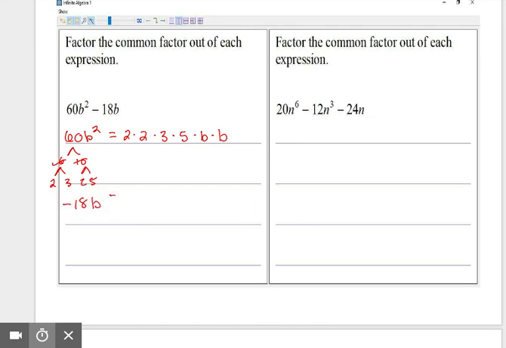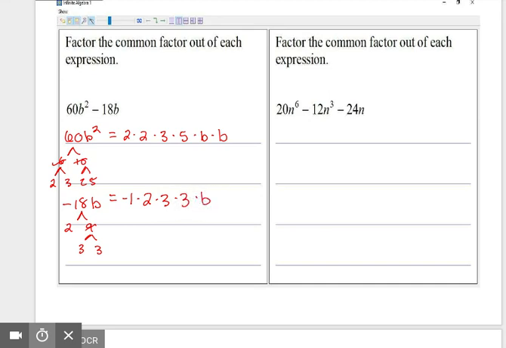Remember what we talked about yesterday? When you have a negative, put the negative 1 there. And now I'm just breaking down the 18. 18, that would be 2 times 9. And 9 can break down to 3 times 3. So I have 1 2 and 2 3s. And I also have the b.